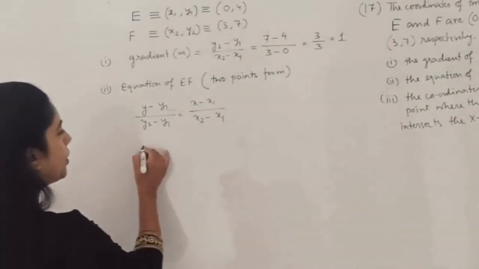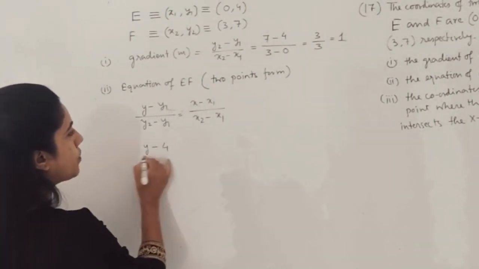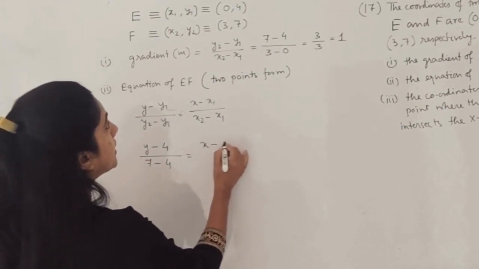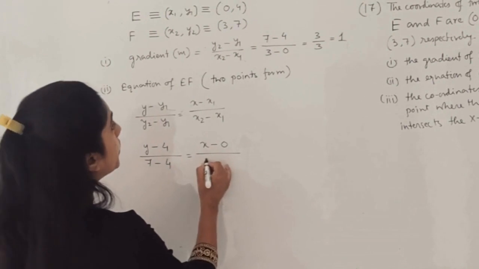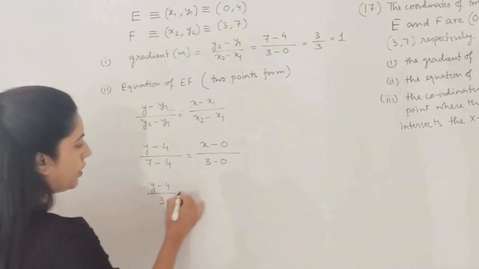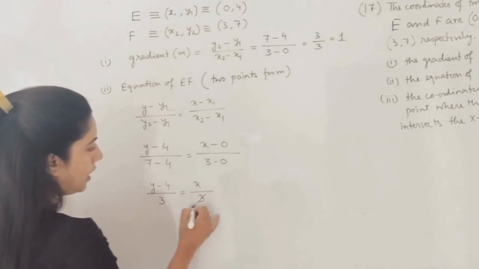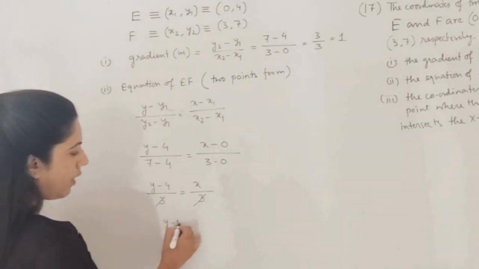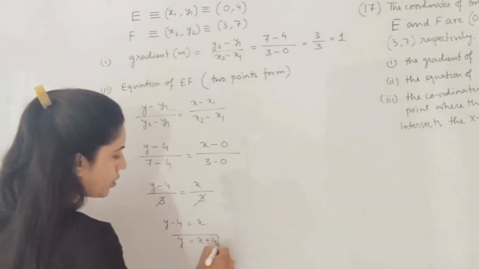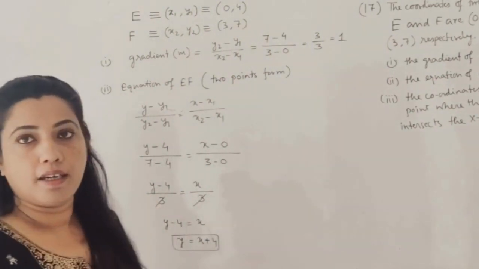Now put the values, y minus y1 is 4, y2 is 7 minus 4, x minus x1 is 0, x2 is 3 minus 0. So y minus 4 upon 3 equals x upon 3, 3 and 3 get cancelled. Y minus 4 is x, or y is equal to x plus 4. So this is the equation of the line EF.